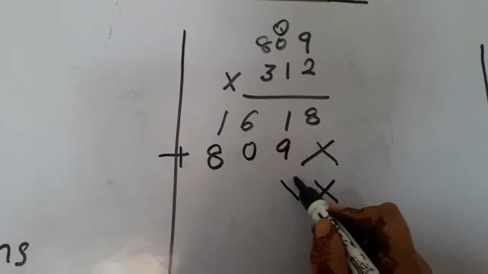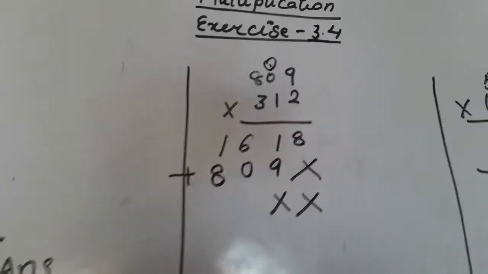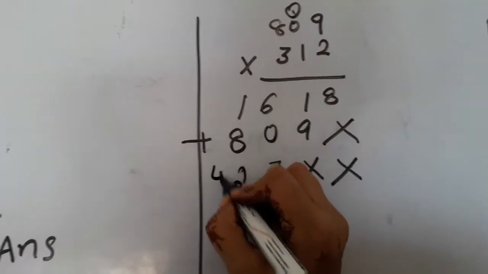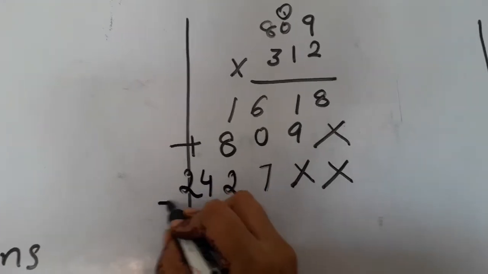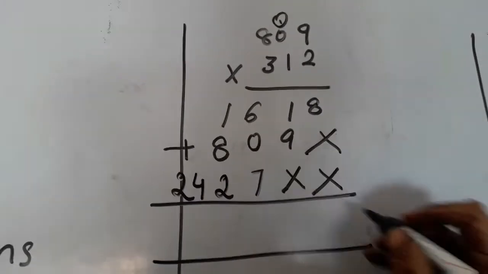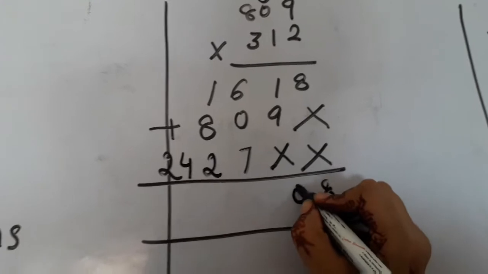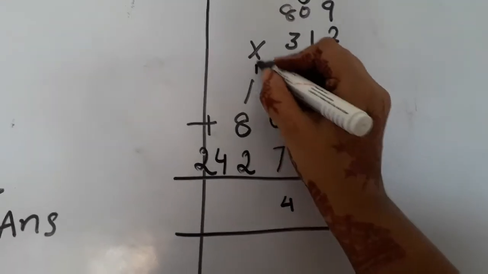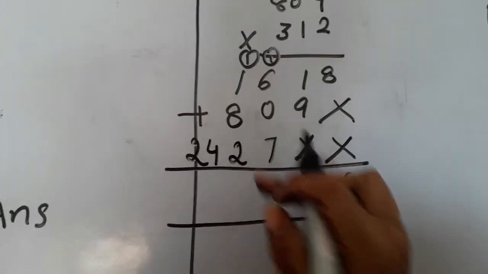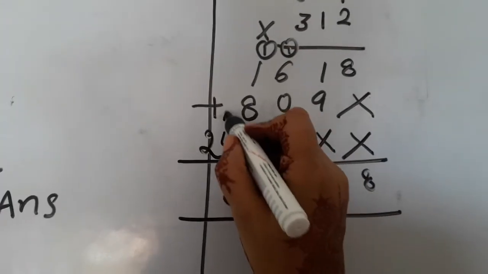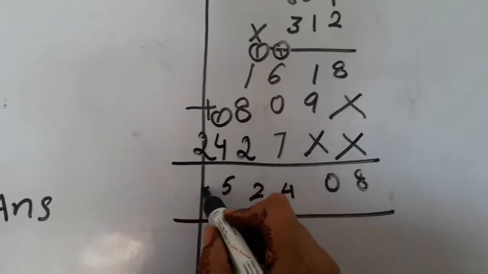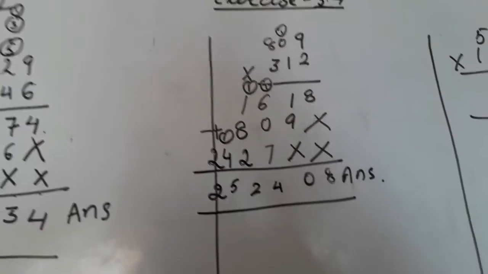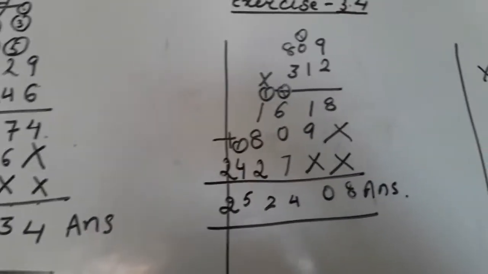Then in the next line I have put the 2 crosses. 3 nines are 27, 3 eights are 24, right? So add them. 8, 10, 14, 10 plus 2 is 12, 25, right? Clear? If you still have any doubt you can ask me, okay?